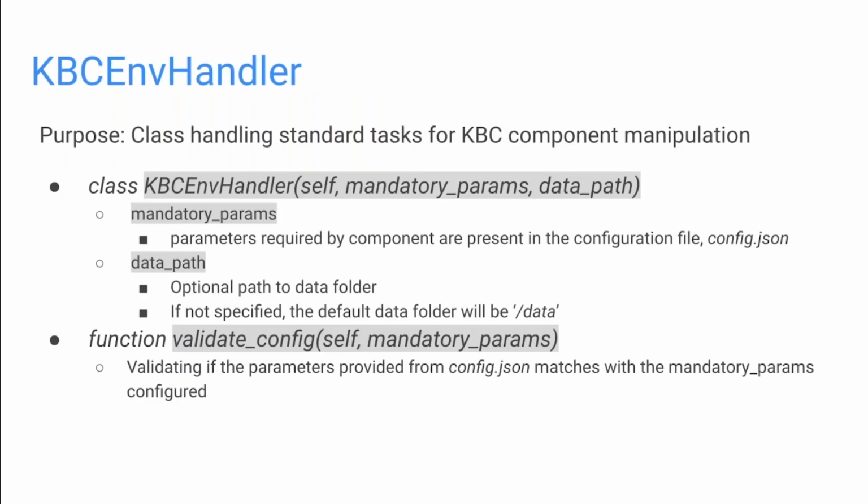Let's talk about KBC Environment Handler. As mentioned, the purpose of this is to handle standard tasks like reading manifests, creating environment, validating the configuration and stuff like that. Here, the class is called KBC Environment Handler, which is the same name as the library that we call it. In this class, there are mandatory parameters. Putting these in here will help the user to validate if the config file has all the mandatory parameters required for this component to run.